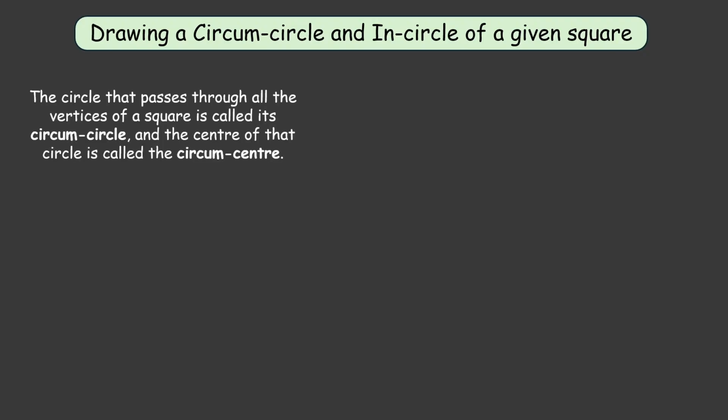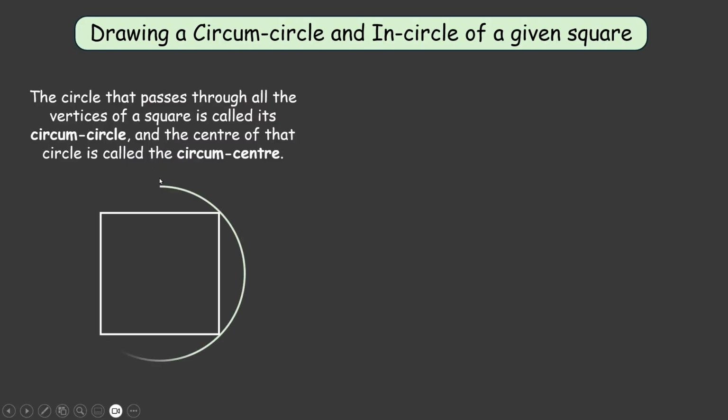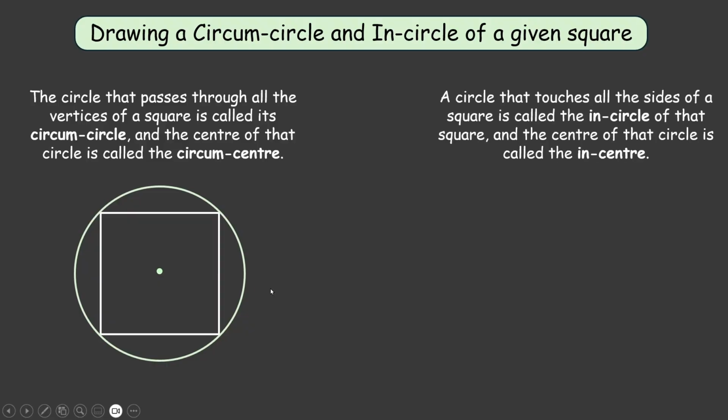In this video, we will draw a circumcircle and incircle of a given square. The circle that passes through all the vertices of a square is called its circumcircle, and the center of that circle is called the circumcenter. A circle that touches all the sides of a square is called the incircle of that square, and the center of that circle is called the incenter.